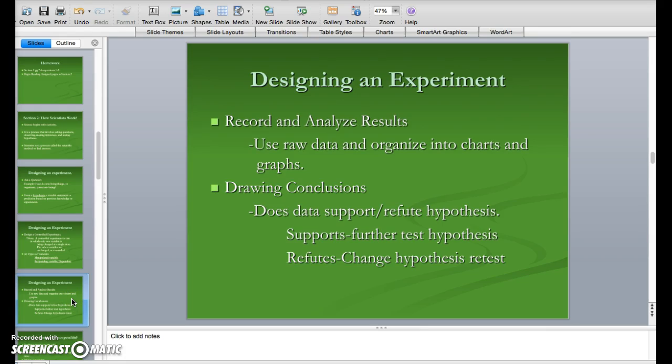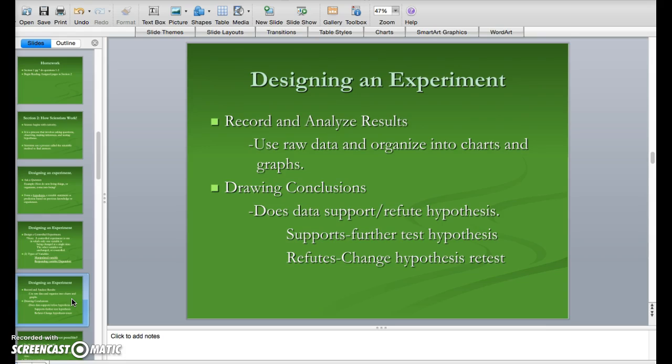The next thing we want to do is record and analyze our results. Here's where we get into the habit of taking that raw data, whether it be observational or numerical based, quantitative or qualitative, and we're going to organize it into data tables. And we could even take that raw data from the data tables and create graphs.